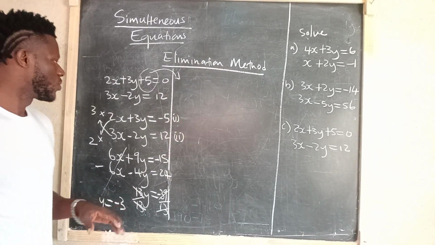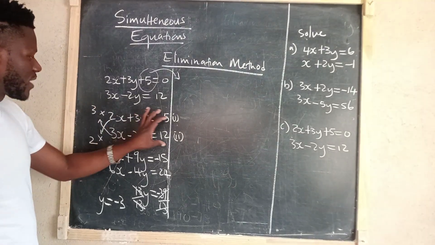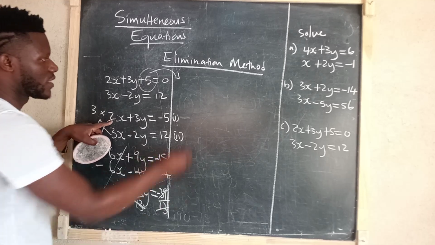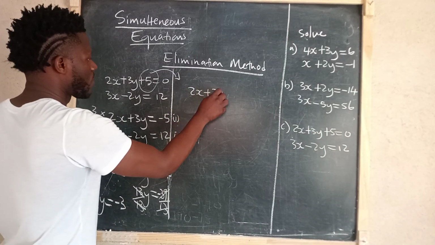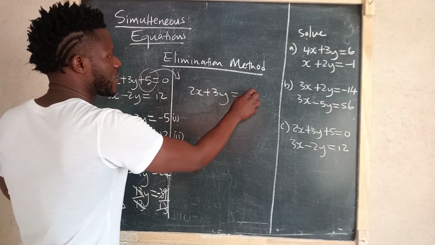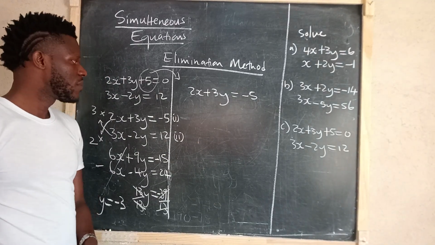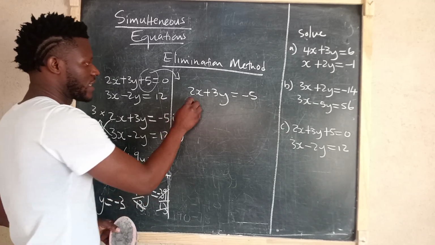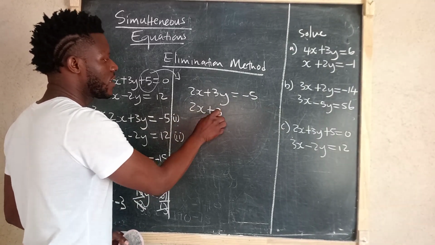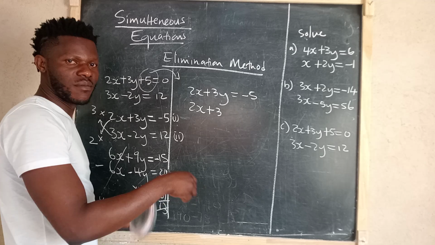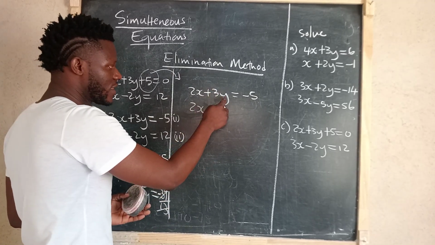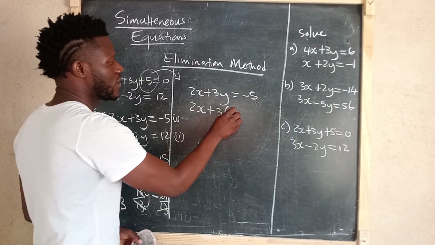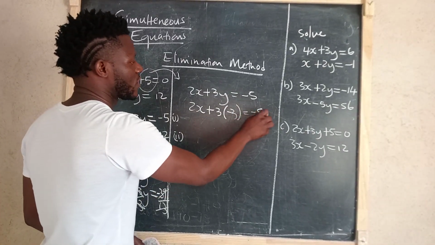You go back to any of the original equations, that is before cross multiplying coefficients. For instance, we are going to take equation number 1, 2x plus 3y equals minus 5. In place of y, we are going to write down negative 3. That is 2x plus 3y, which implies multiplication. So 3 and y are multiplying, so you open a bracket. Instead of y, we are writing down negative 3, the latest answer. Then we get minus 5.